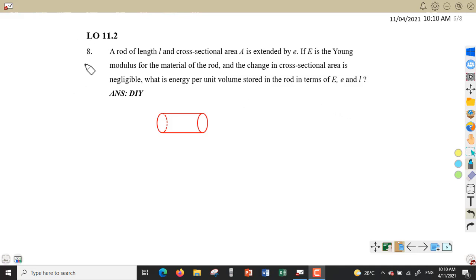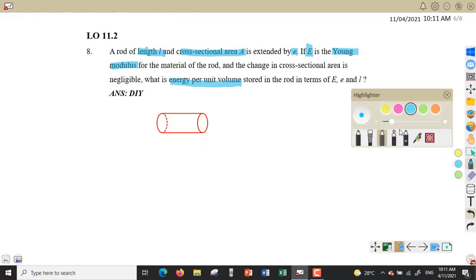So boys and girls, question 8. We have a rod of length L and cross-sectional area A extended by e. If capital E refers to the Young modulus for the material of the rod and the change in the cross-sectional area is negligible, what is the energy per unit volume stored in the rod in terms of Young modulus E, extension e, and also the original length L? So I visualize the problem.